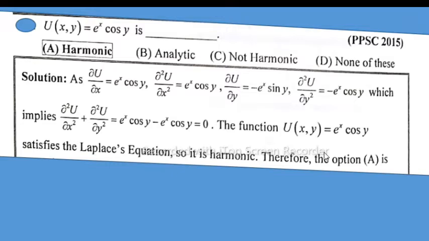In this lecture, I will solve Pakistan Public Service Commission 2015 MCQs, that is: u(x, y) = e^x cos y is... u means partially differentiate with respect to x. So solution: first partially differentiate with respect to x, that is e^x cos y. Again differentiate with respect to x, that is ∂²u/∂x² = e^x. So the derivative of e^x is e^x cos y.